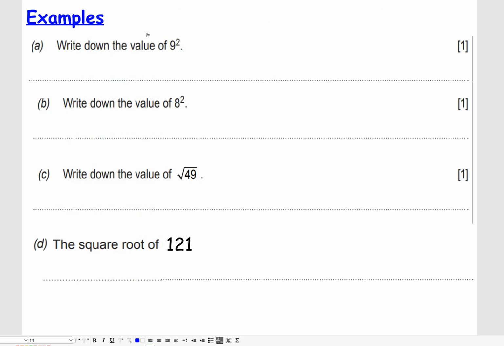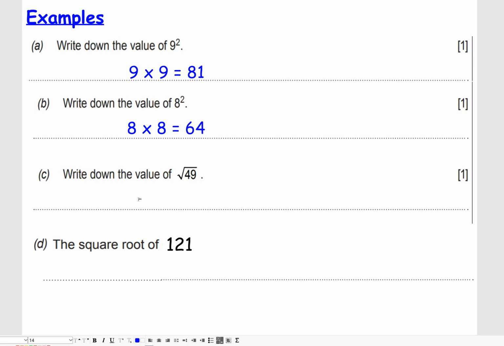So some examples. Write down the value of 9 squared. Well, we know that 9 squared is 9 times 9, which equals 81. Write down the value of 8 squared. Well, 8 squared we know is 8 times 8, which equals 64.